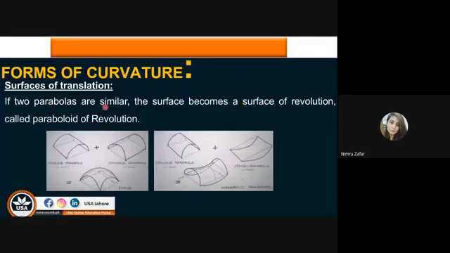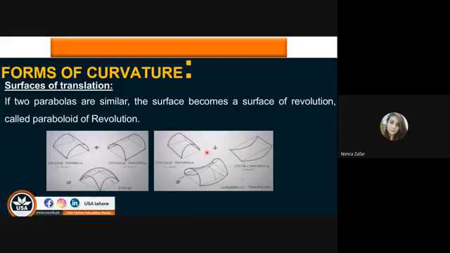If two parabolas are similar, the surface becomes a surface of revolution called a paraboloid of revolution. If this is this surface and the other surface is the same, it will be called a paraboloid of revolution or surface of revolution. See, we have one concave parabola and another concave parabola. If the two combine, they form a dome.